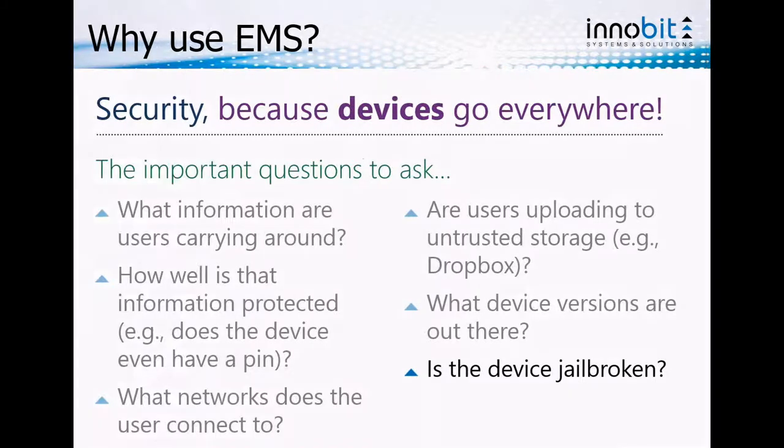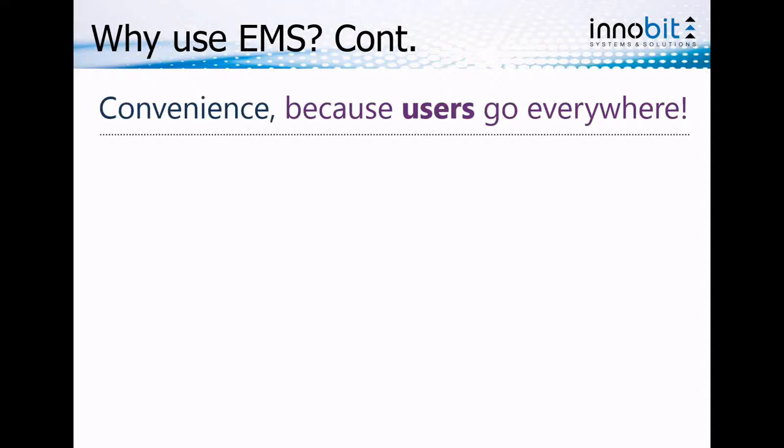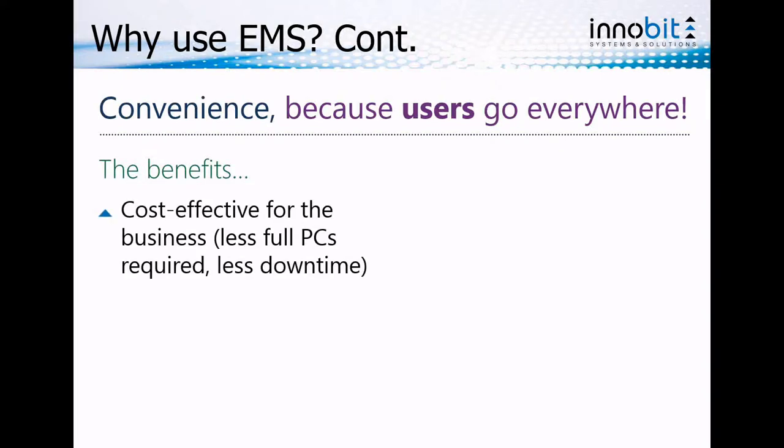Now continuing the theme of why we use EMS, the next good reason is convenience, because users go everywhere. And looking at the benefits of EMS and mobility solutions in general, one big thing is that they are cost effective. Certainly in environments where not all employees require access to full-blown content creation or office software, it can mean that less full PCs are required. Take for example, businesses where users are mostly tradespeople who only need access to such things as email and intranet. In such a case, it might be cheaper and simpler for employees to use mobile devices rather than more expensive laptops.